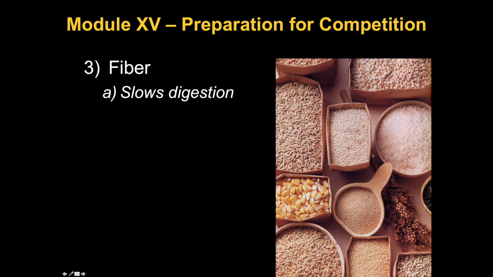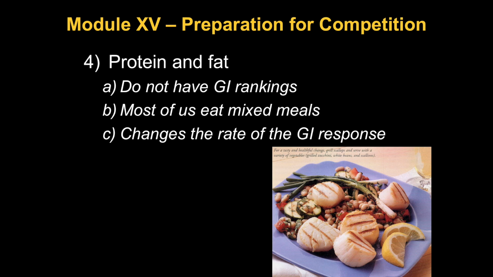Fiber is not considered here, and fiber, any kind of fiber that's present, is actually going to slow digestion. So that's going to slow down the rate of appearance of glucose in the bloodstream. So again, using the glycemic index in the presence of a mixed meal perhaps may not be the best way to go about measuring how that particular food is going to affect an athlete prior to competition.